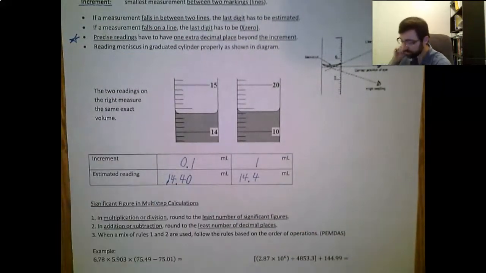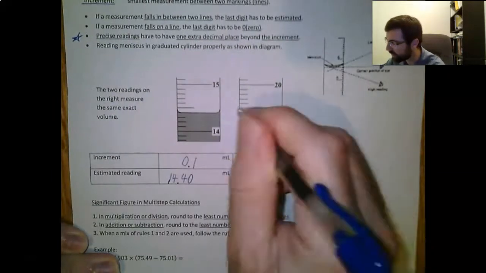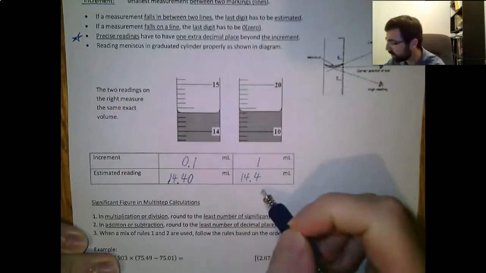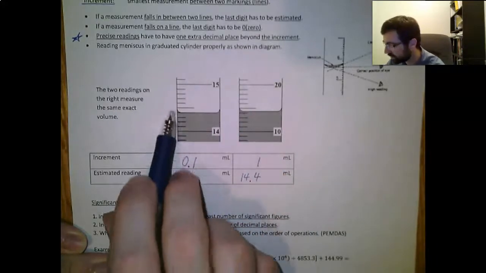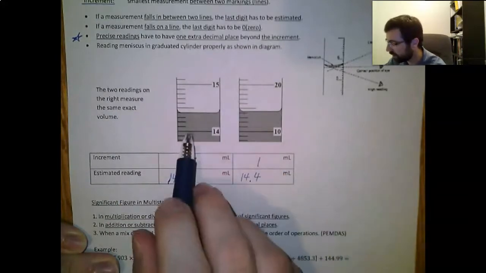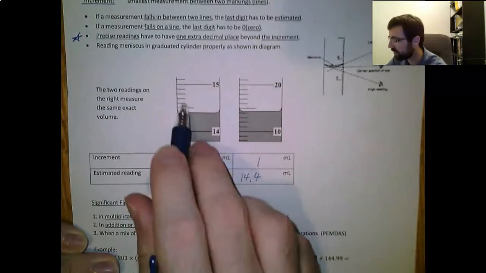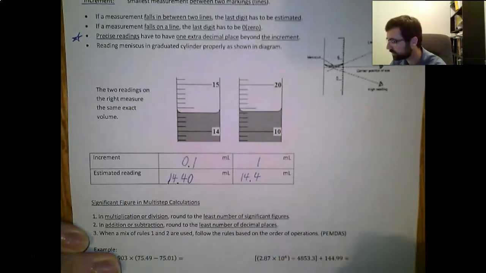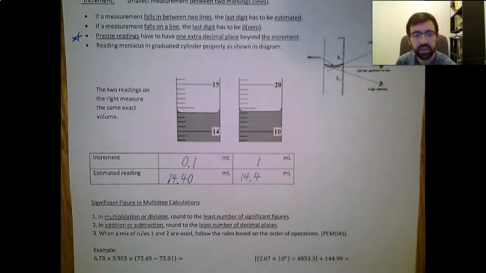Okay. Just make sure you're reading the bottom of the meniscus, not the top. If you'd read the top here, you would have said it was 14.50. Same thing here. It would have been 14.4. This one would have been 14.50. This one would have been 14.5 or 15.0, whatever the case is. All right, so just make sure that you're reading those with the correct number of decimal places.